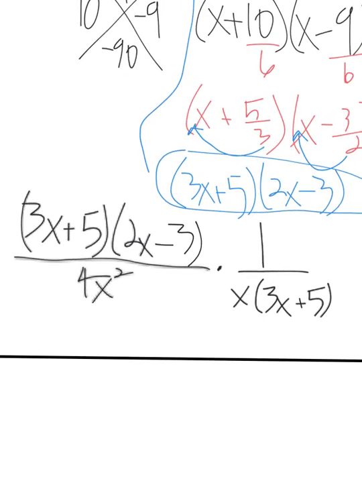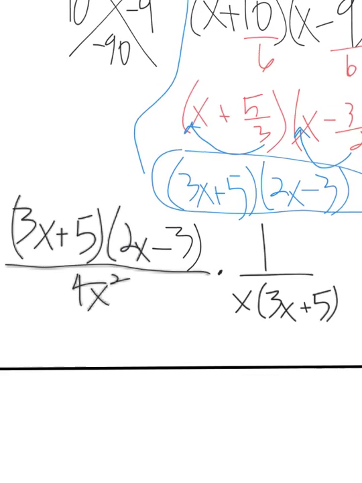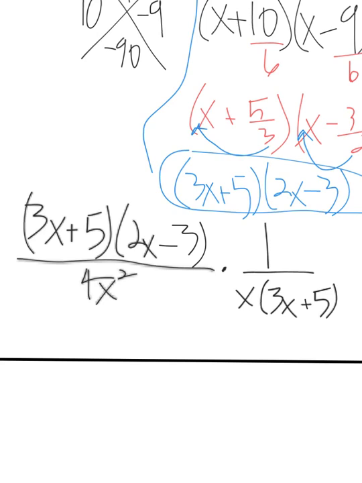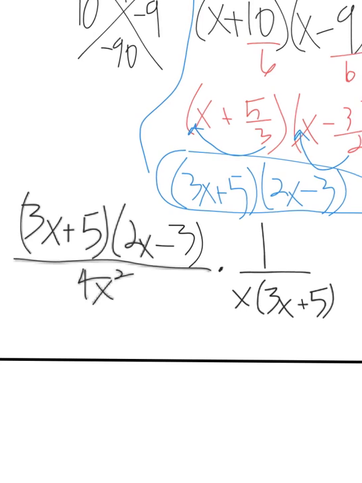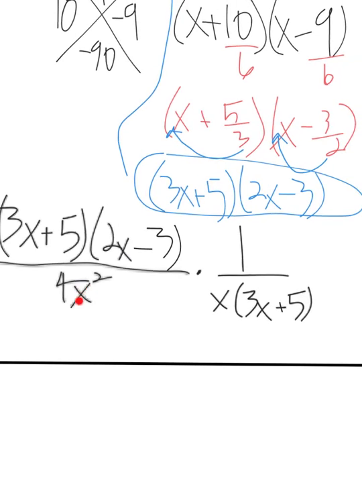I guess before we cancel things out, we should write where the domain was restricted. So the domain is going to be restricted. Let's see here. If I plug in a 0 here, squaring it will still make it 0, and timesing it by 4 will still make it 0. So I can't plug in a 0 here or here. And then I can't plug in a negative 5 over 3.